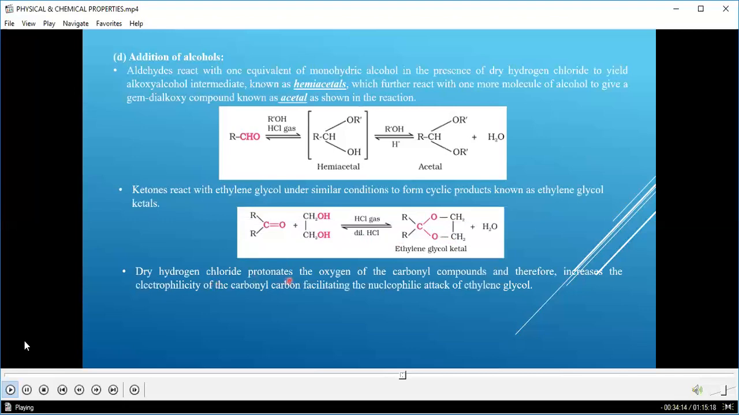Dry hydrogen chloride protonates the oxygen of the carbonyl compounds, and therefore it increases the electrophilicity of the carbonyl carbon, facilitating the nucleophilic attack of ethylene glycol. So in many of the questions it can be asked, what is the function or what is the importance of using dry HCl? So here is your answer. Acetals and ketals are hydrolyzed with aqueous mineral acids to yield corresponding aldehydes and ketones respectively.